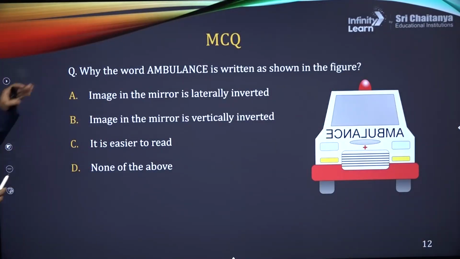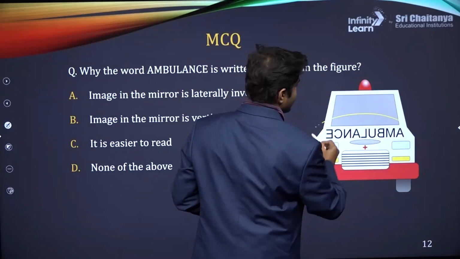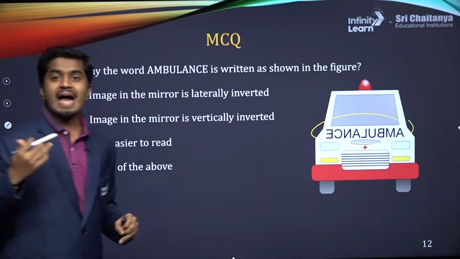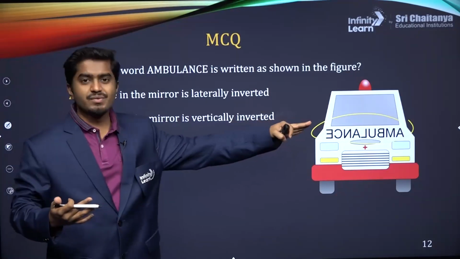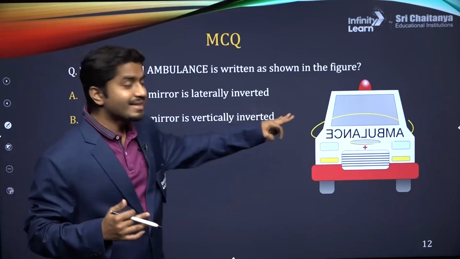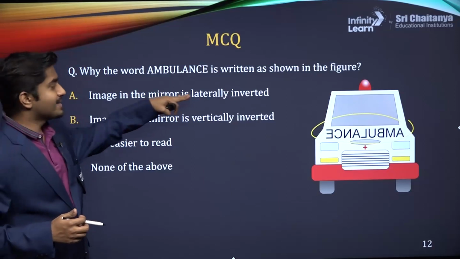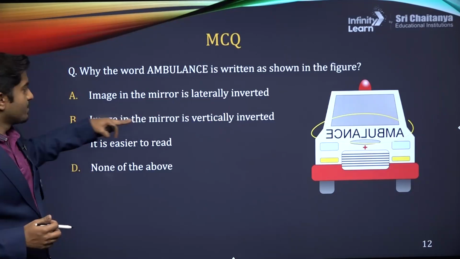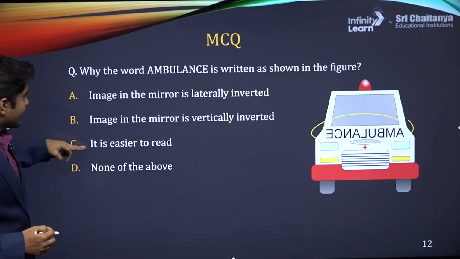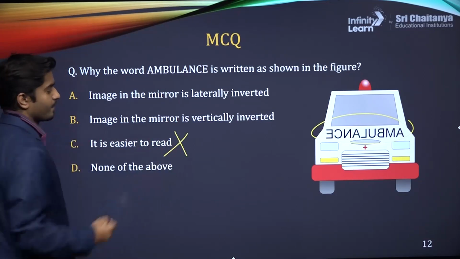Now let's solve this question. Okay, the question is, why is the word ambulance written as shown in this figure? You must have seen, right? In this ambulance car, this ambulance word is written, it is not very easy to read. But why is it written like this? Let's read the options. Image in the mirror is laterally inverted. Image in the mirror is vertically inverted. It is easier to read. None of the above. It is definitely not easy to read.